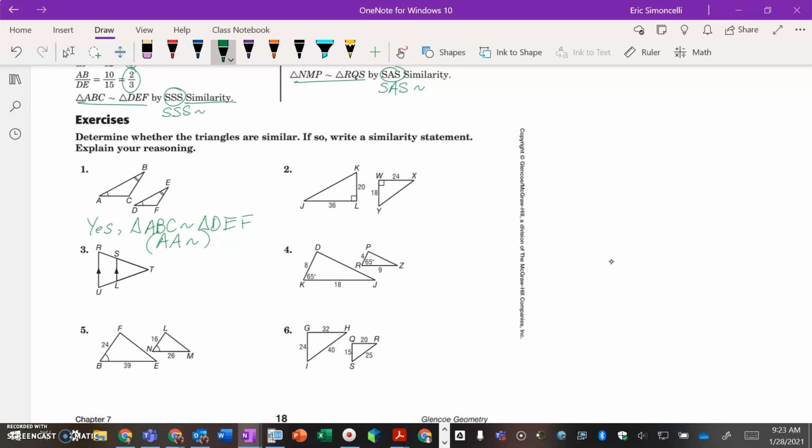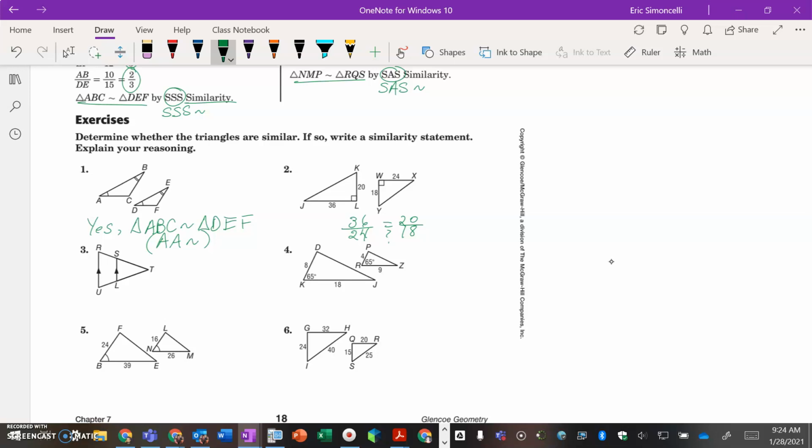Number 2, we've got what appears to be a side, an angle, and a side on one triangle, and then again side, angle, side on another. So our guess is, or should be, that these are similar by side, angle, side. But let's see if that's the case. If we were to take our proportionality statement to the point where we can see that the larger of the two sides on the left triangle, 36, is to the larger of the two sides on the right triangle, 24. Is it true that 36 is to 24 as 20 is to 18?